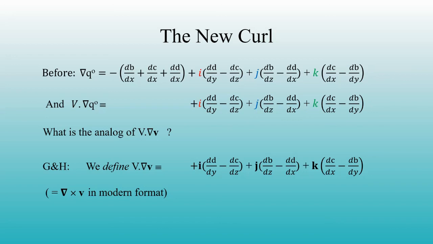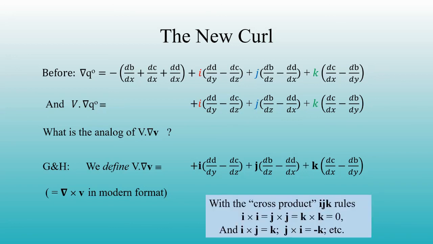Okay, now we still have to get those ijk rules to cooperate. Will the ones that we invented for the cross product work for the curl as well? The good news, the answer is affirmative.